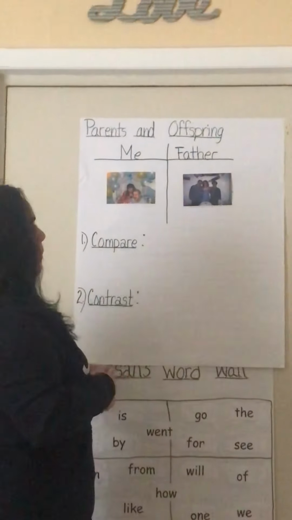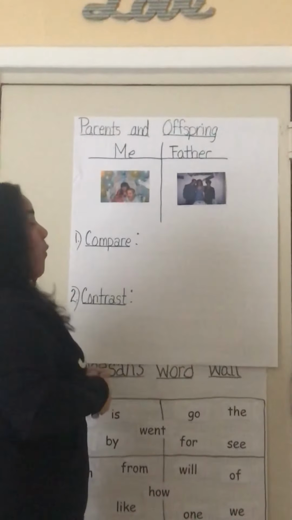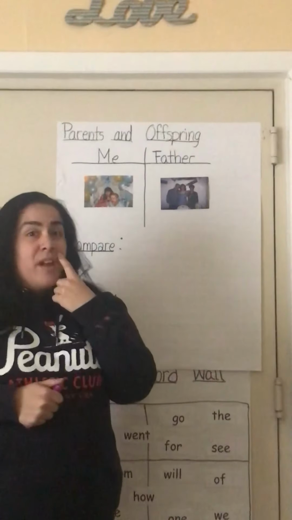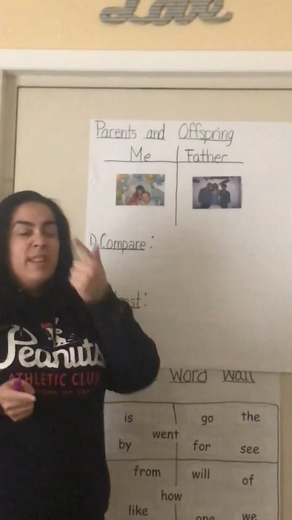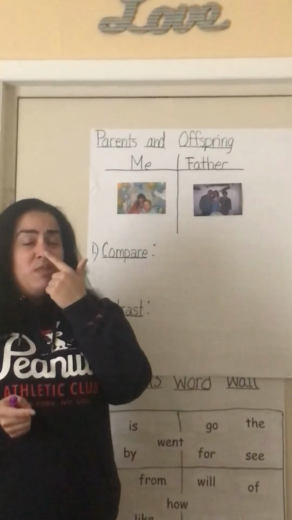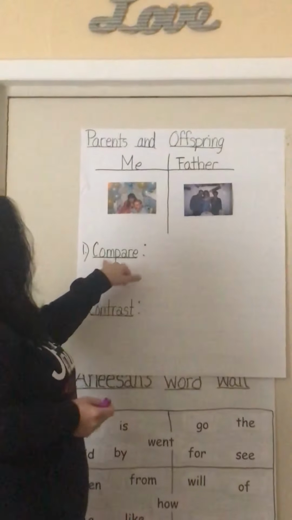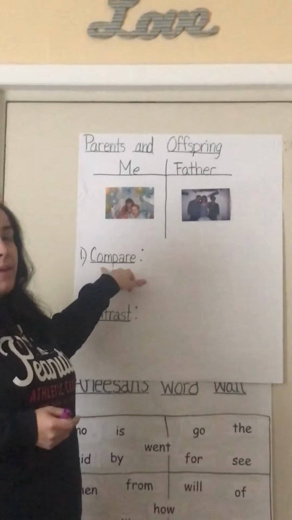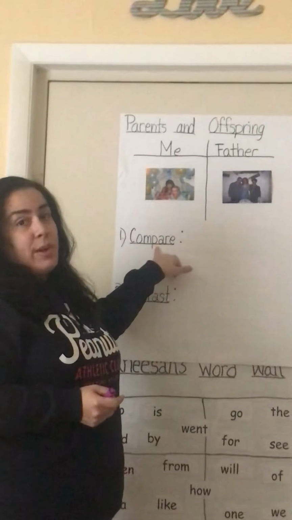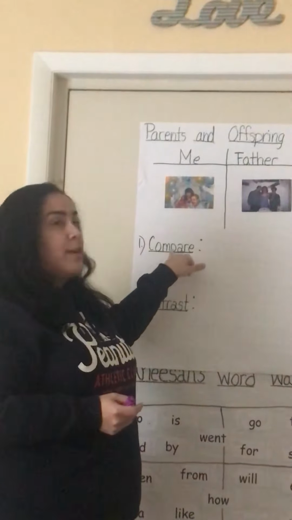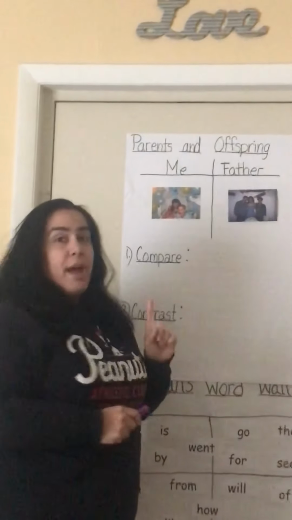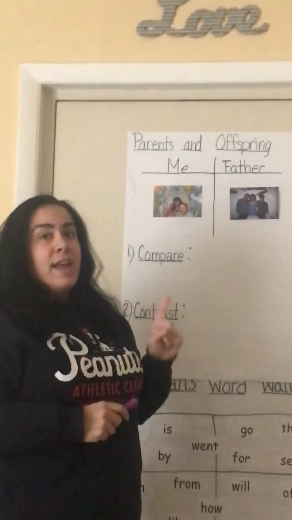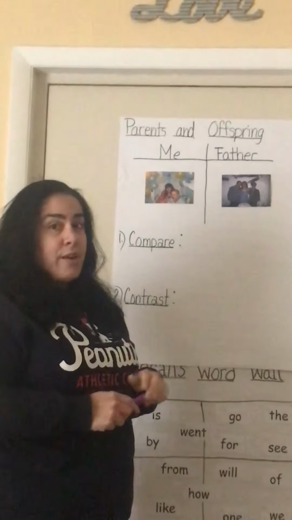So I'm going to look at my pictures. One thing that my father and I have in common, a trait that I got specifically from him and not from my mother, is my nose. So I'm going to write that under my compare. Why? Because that's the similar trait that we have. So remember, compare is where you write your similarity. And we have to write in complete sentences, and always remember your capitalization and your period.